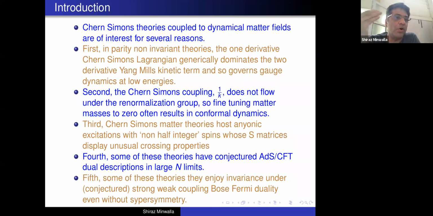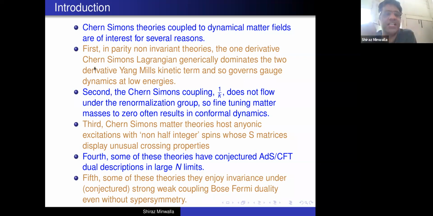So to start my talk, I'm going to give you some motivations for studying these theories. The first motivation is very simple. The Chern-Simons coupling is the most relevant operator that couples gauge dynamics. So if you've got a generic gauge theory in 3 dimensions with matter fields, it will generically be governed by a Chern-Simons theory in the infrared and sometimes by a Chern-Simons matter theory. That's enough motivation to study these theories as well as we can.